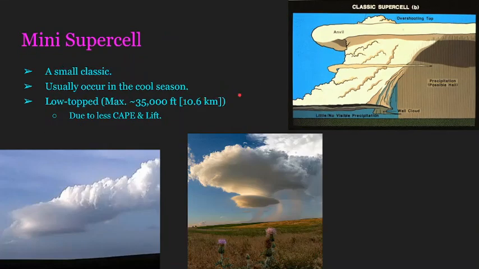So your miniature cell is the only type, although technically not, technically is. I'm going to call it a type because it can't really do much. But a mini cell, miniature supercell, is a small classic. These form in the cooler season usually and are pretty low topped. We're talking a max of 35,000 feet or 10.6 kilometers, which is just around mid height for a supercell and most thunderstorms in general.